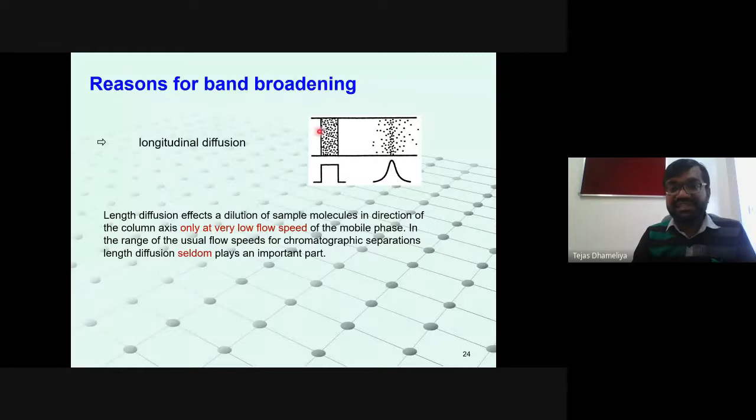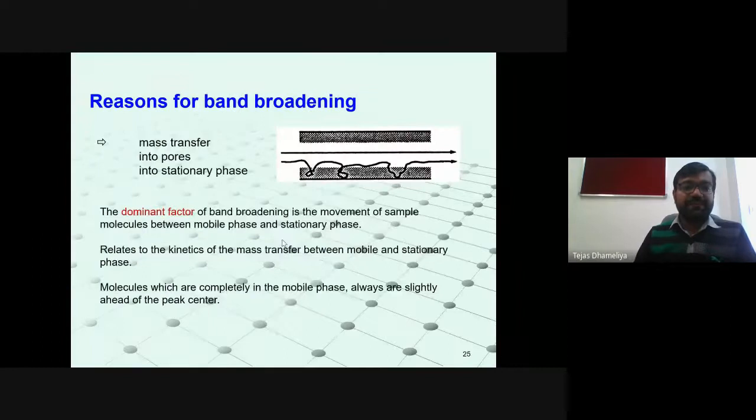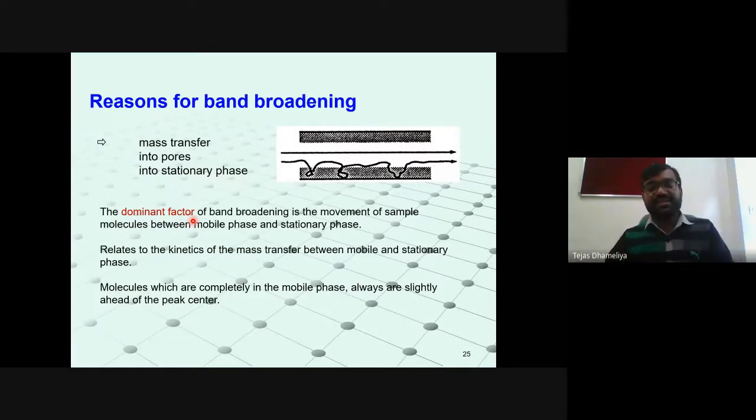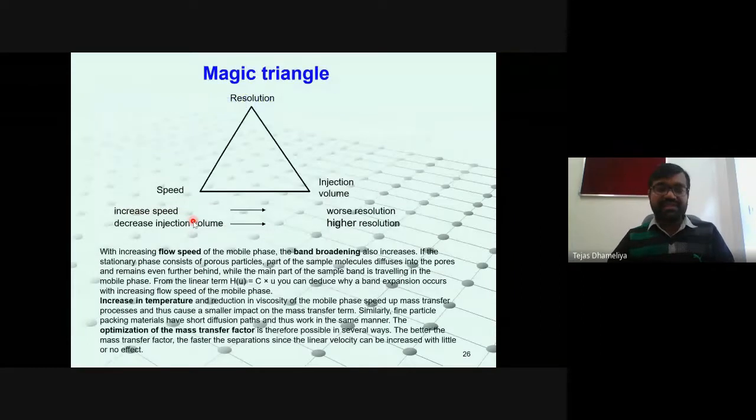Longitudinal diffusion is like this, where the molecules move at some specific rate, and it is significant only at a slow, very low speed. The third factor is called the mass transfer factor, which is the dominant factor, because as the mobile phase velocity increases, the height equivalent to a theoretical plate also increases.